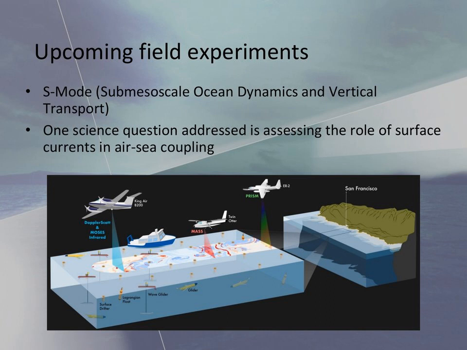But NASA has funded recently this EVS proposal to do a field experiment on the California coast called S-MODE. So it's going to be focused on the sub-mesoscale dynamics. But they'll be using a Doppler SCAT, which is an airborne-mounted Doppler scatterometer that can measure ocean currents.